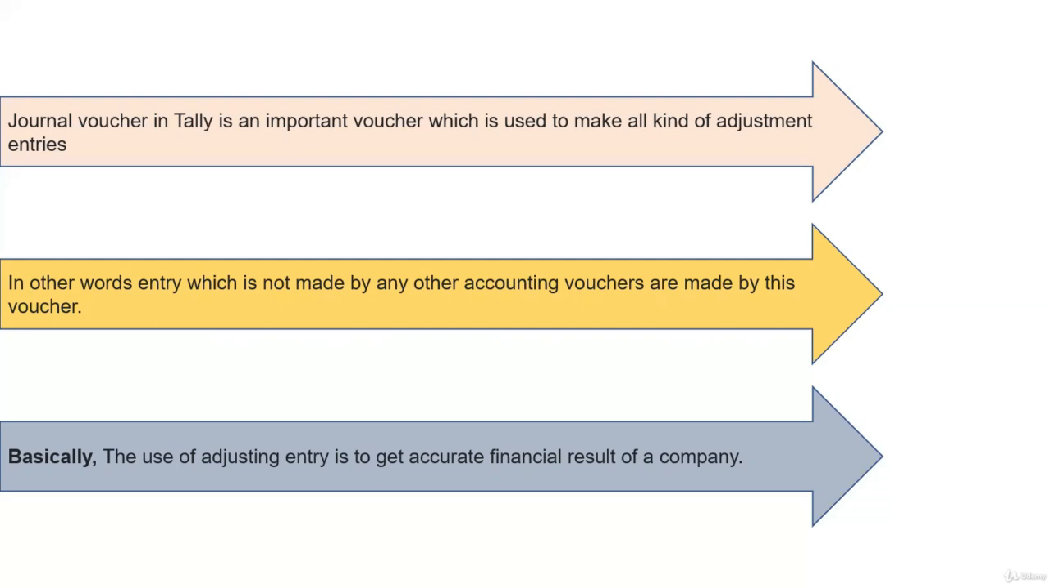What kind of adjustment entries? Adjustment entries are those entries that help us give the accurate financial result of a company. In other words, they are entries not made by any other accounting voucher. For example, your rent expense payable, that is your outstanding expenses, and your prepaid expenses. Those entries are posted in the journal voucher.